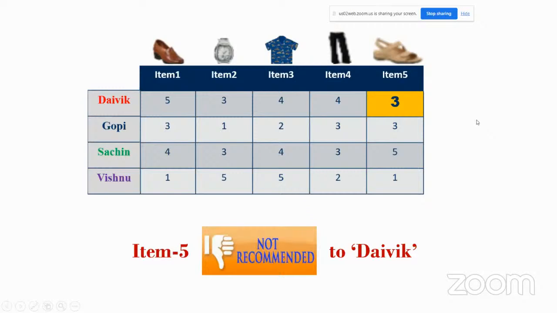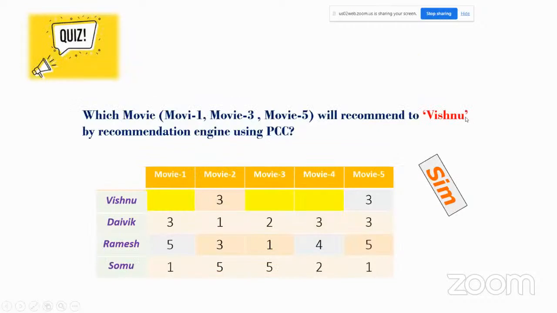Yeah, fine. So now I'll move to the small quiz. It's very interesting and similar to previous logic we are going to apply. So this is a movie data set, and here if we take Vishnu to movie 1, rating is missing, here rating is missing, here rating is missing. So you can check it once again. I have a simple synthetic movie data set, and Vishnu to movie 1 rating is not available, and Vishnu to movie 3 rating is not available, and Vishnu to movie 4 rating is not available.